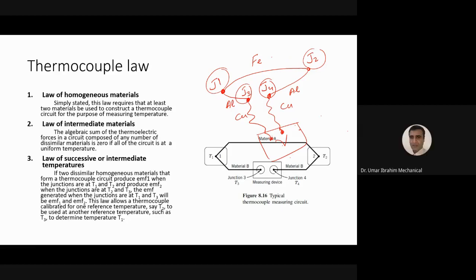Yes. ठीक है। अच्छा, law of intermediate material. The algebraic sum of the thermoelectric forces in a circuit composed of any number of dissimilar materials is 0 if all the circuit is at a uniform temperature. But let's say all of this circuit, this is T1, this is T1, this is T1, and this is T1. If all of the circuit is at the same temperature, will it conduct any current? Will there be any output voltage in this circuit? No, sir.